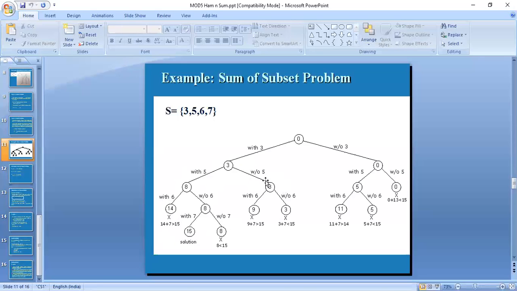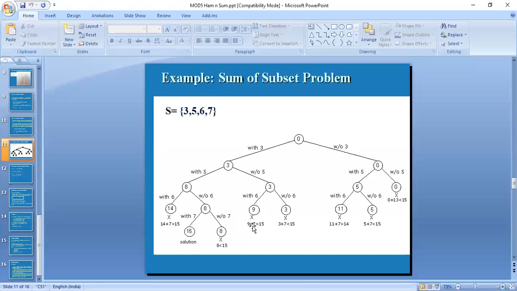When you say right child, this is your second level. Now you are saying that with 5 is already included and done. So now without 5, excluding the second item. Excluding the second item means 3 plus 0, it is 3. Clear? So 0 plus 3 is 3. Now with the next item, means with the 6, 3 plus 6 is 9. What is the next one? Next one is 7. So 9 plus 7 is greater than 15. 9 without 7 is less than 15.